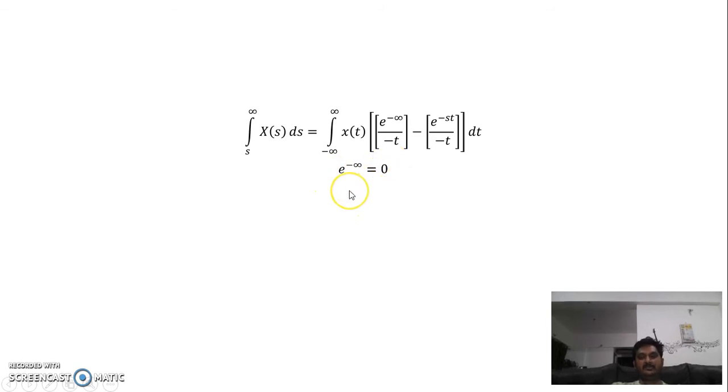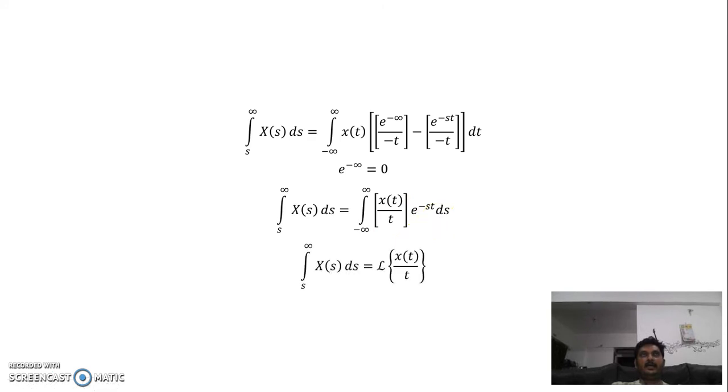to infinity, and that will be infinity, and therefore e raised to minus infinity will become 0, and the right hand side will become minus infinity to infinity x(t) by t e raised to minus st dt. And therefore we can write, and this term is nothing but the Laplace of x(t) by t, and therefore we can write Laplace of x(t) by t is equal to minus infinity to infinity X(s) ds.